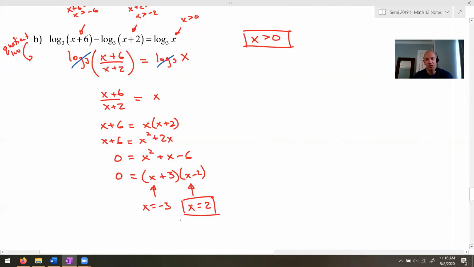Okay, so we got two answers. The reason I box x is equal to 2 is because of my domain restriction. This one is extraneous. Cool.